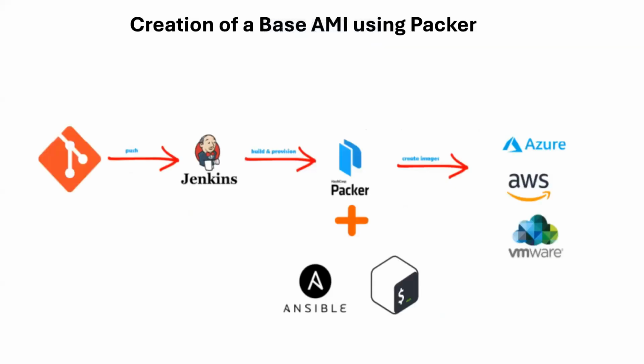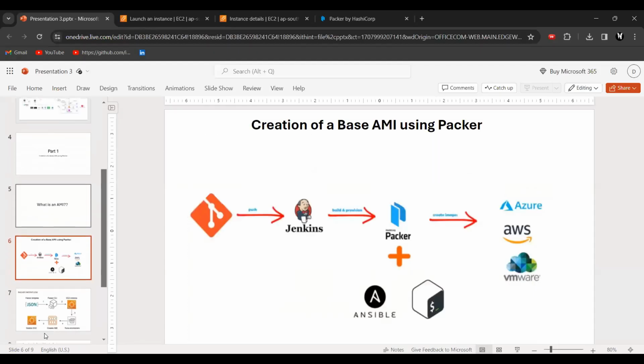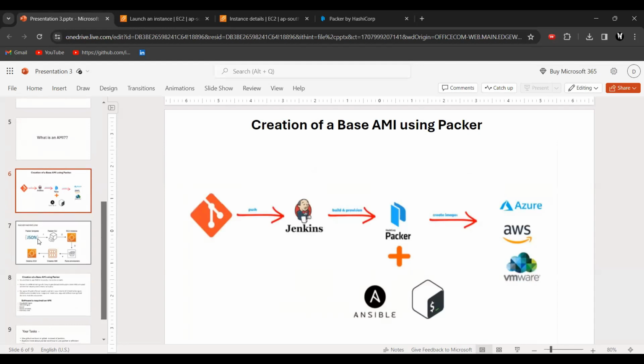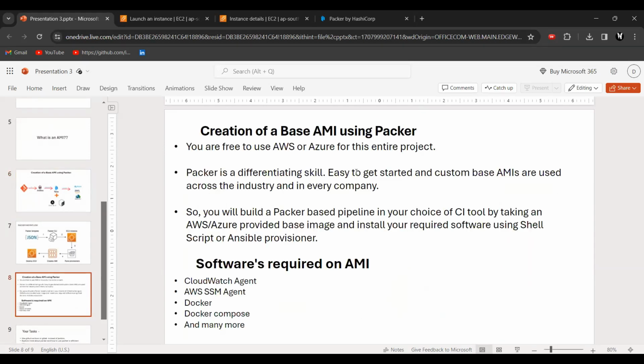Okay. This is the architecture of the part. With the help of Packer, we will create this AMI, Amazon Machine Image. We'll get into the architecture later. First, we'll just see what softwares are installed on top of the AMI. Here you can see these are the softwares installed on top of the AMI.